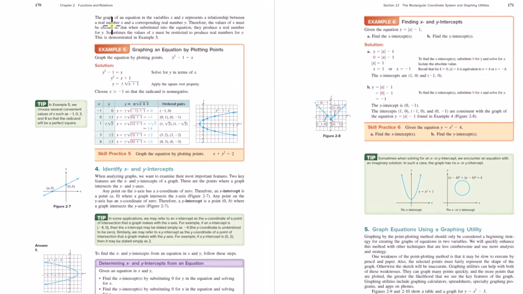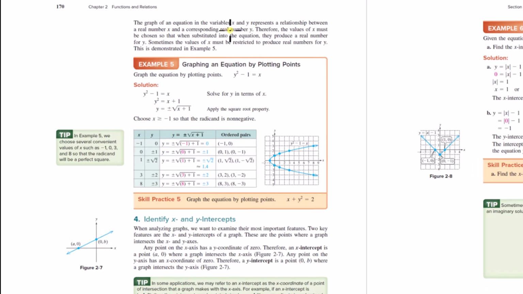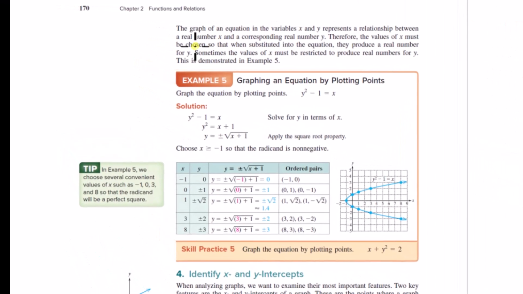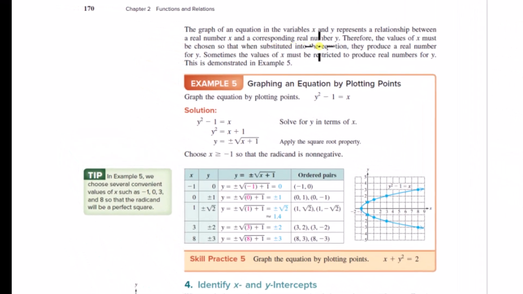Okay, the graph of an equation in the variables x and y represents a relationship between a real number x and a corresponding real number y. So at the moment, when it comes to graphs, we're going to be dealing with real numbers. Yes, when we get to complex analysis, we can think about how we would graph complex numbers with real numbers, but that's going to be beyond the scope of this course. Anytime we're doing a graph, it's going to be strictly involving real relationships between real numbers.